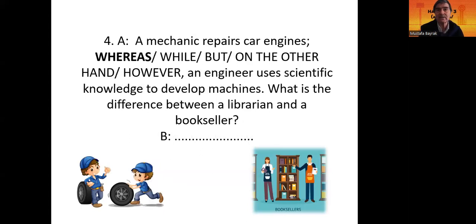A mechanic repairs car engines. Yes, a mechanic repairs, fixes, mends car engines. Whereas, or while, but on the other hand, however, nevertheless, nonetheless, notwithstanding, okay, an engineer uses scientific knowledge to develop machines. So, two different situations, or two situations different from each other.